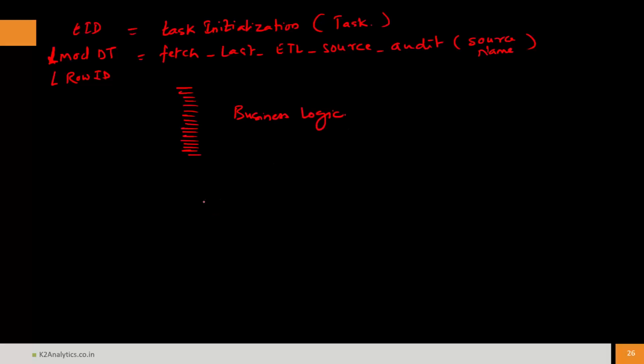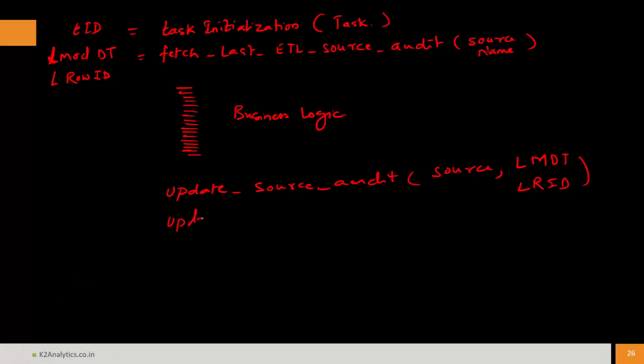After you have written the code and it has successfully executed, you update the source audit. When you're updating the source audit, you have to say which source you want to update, along with the last modified date time and last row ID, depending upon your data. You will pass all of these as parameters, and finally you will update the task.